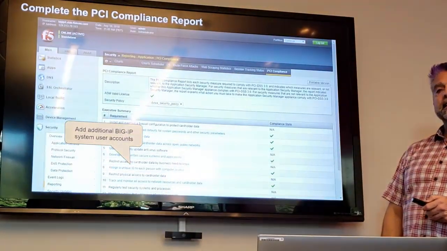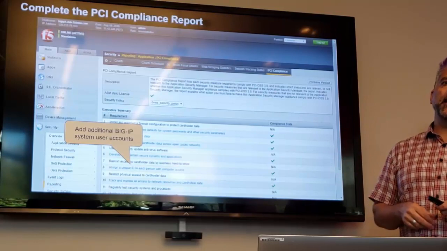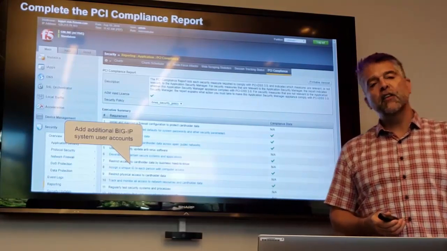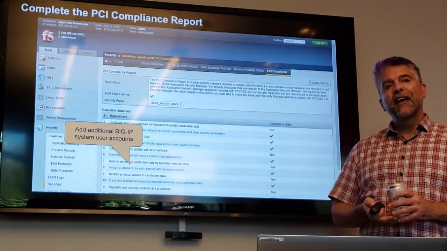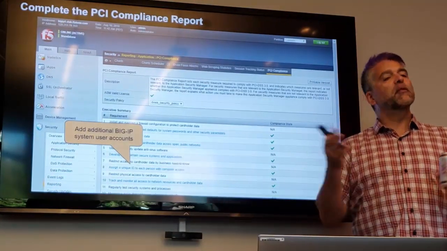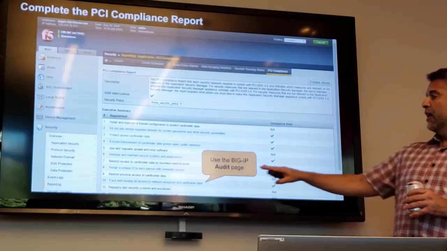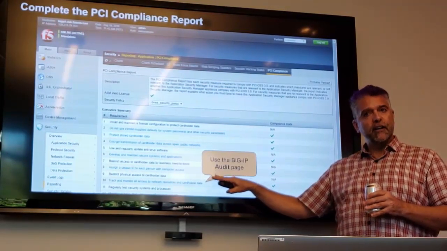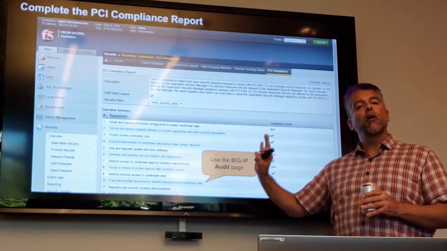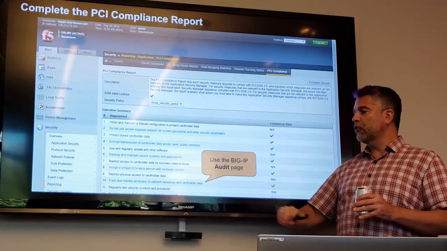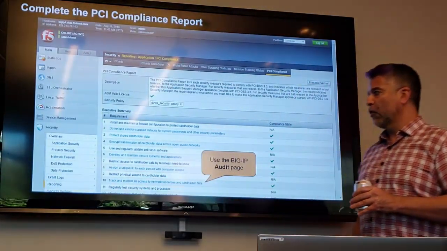And for number eight, we have to have more than just one username and password on the BIG-IP system. Even if it's just admin with a new password, that's not good enough. Every BIG-IP system administrator should have their own username and password. And then the last one is that we have auditing enabled. So that's why this one's already compliant. As long as we have auditing enabled, we can achieve PCI compliance because we're tracking and monitoring and so forth.